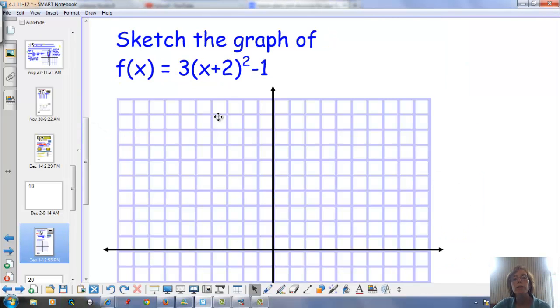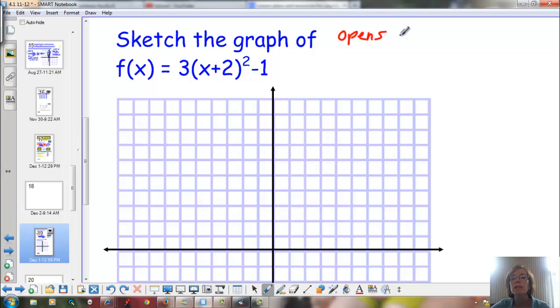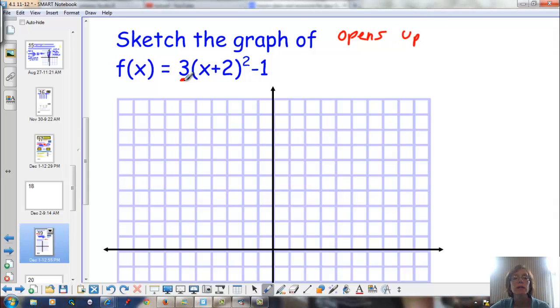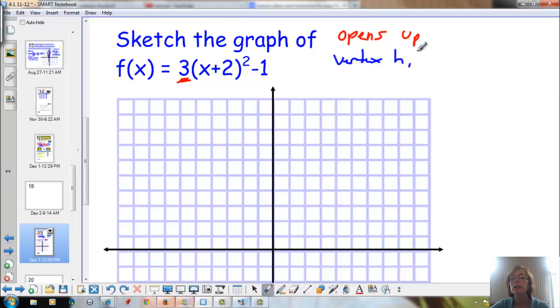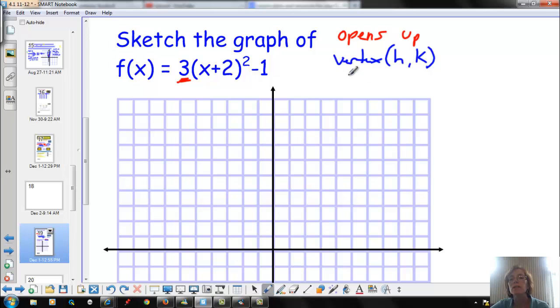Let's say we wanted to sketch the graph of a different function, f of x equals 3 times x plus 2 quantity squared minus 1. We would start off by identifying, does it open up or down? In this case, it opens up because our leading coefficient is 3, and that's a positive number. Next thing we would want to do is find the vertex. The vertex, remember, is your h, k. What number is being subtracted from the x?